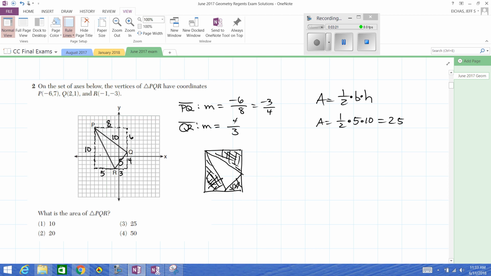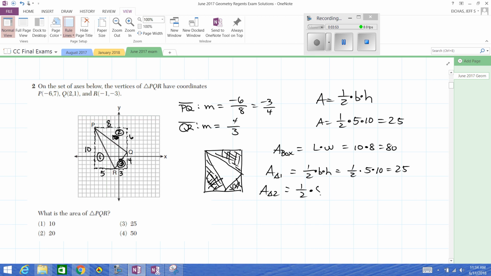Okay, so basically I'm going to call this one triangle 1, this one triangle 2, and this one triangle 3. So the area of the box first, it's a rectangle, so it's length times width. Looks like 10 times 8, which is 80. The area of that first triangle, the one over here, is 1/2 of 5 times 10, 25. Area of that second triangle up top is 1/2 times 8 times 6, 24. And that third one is 1/2 times 3 times 4, which gives me 6.